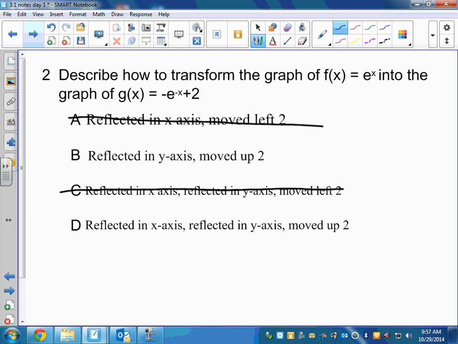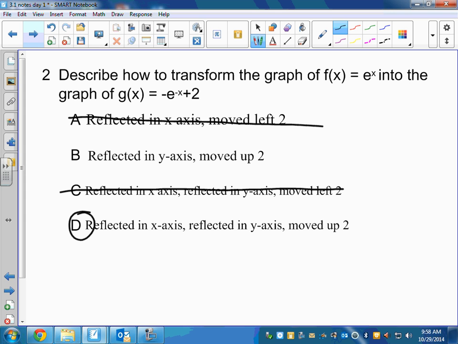So what do you think? Did one thing happen or did 2 things happen with these negatives? The negative of a negative. D would be the right answer, which means it can look kind of weird because it's going to reflect in both axes, and then move up 2. So definitely some graphing on your homework.